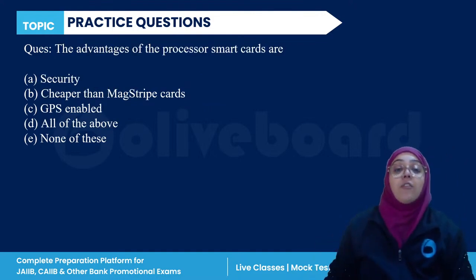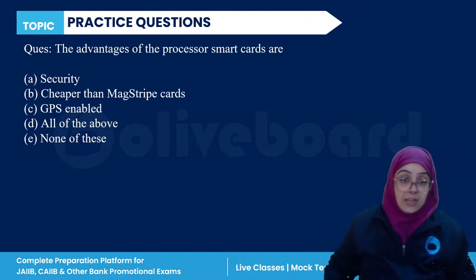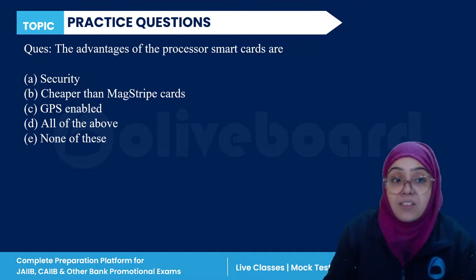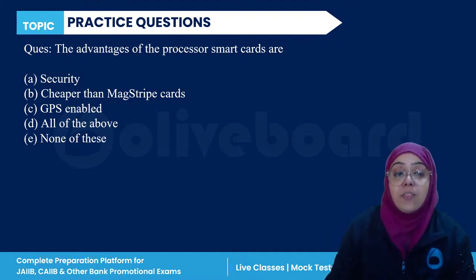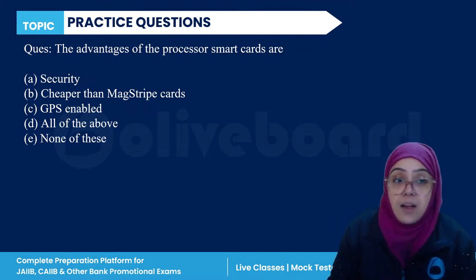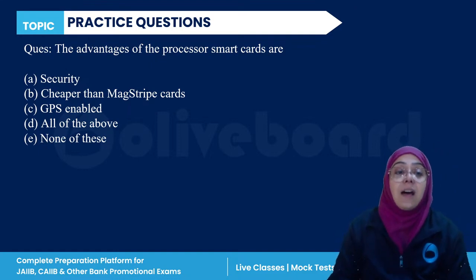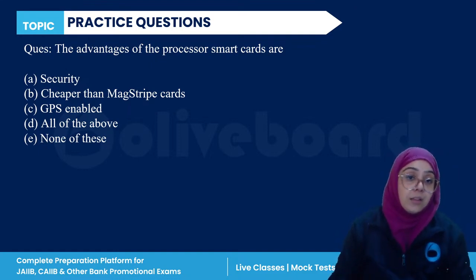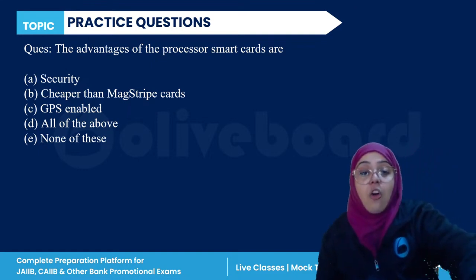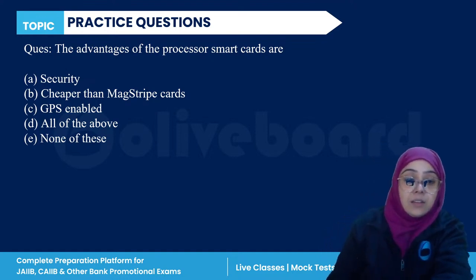The advantages of the processor smart cards are security, cheaper than the magnetic strip cards, GPS enabled, all of the above, or none of the above. The advantages of the processor smart card are, everyone.